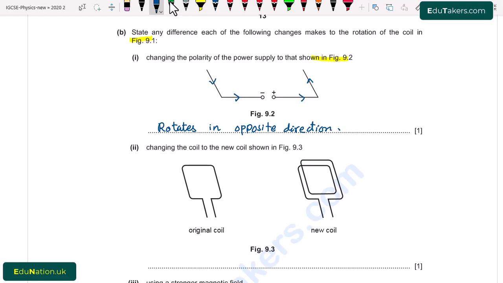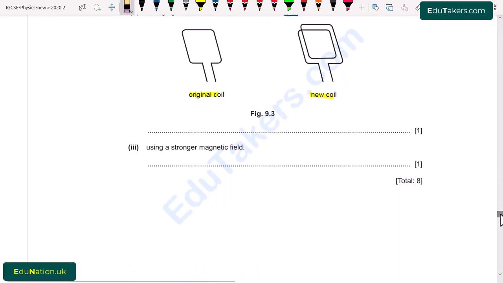So second part is changing the coil to a new coil shown in figure 3.1. So here you can see that it's a new coil, and the difference between the original coil and new coil is that in the original coil there is only one loop, while in the new coil there are two loops. And when we increase the number of loops, the coil will turn much faster. It moves at a very fast rate. So I write here that the coil turns faster.